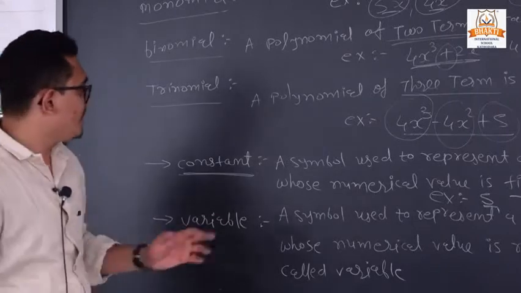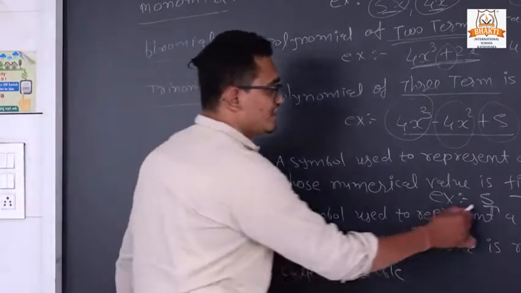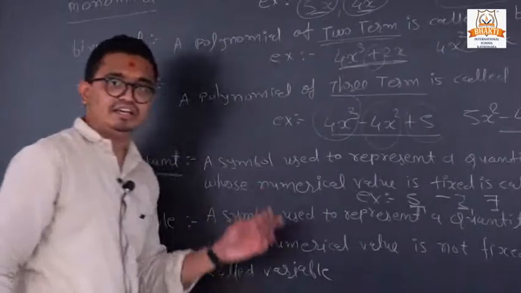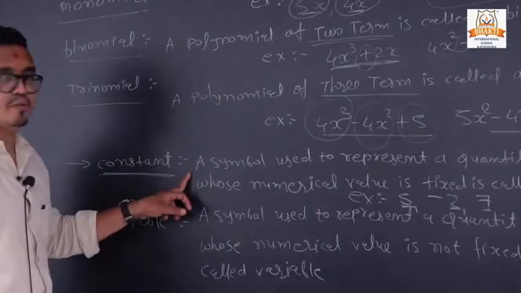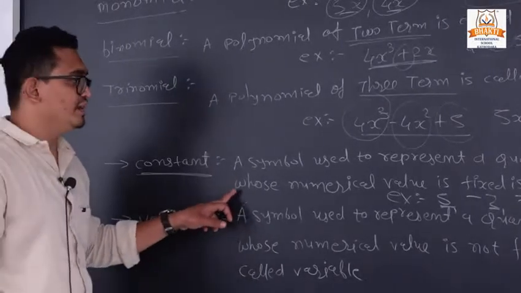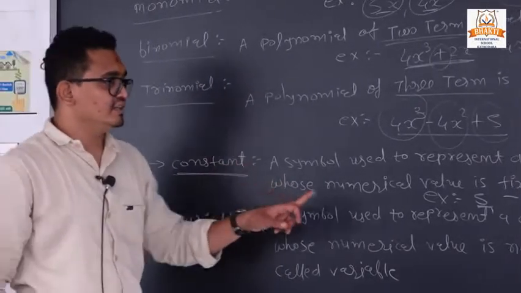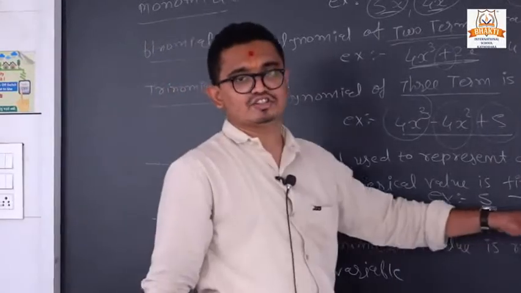At that time, the value of a constant remains fixed. So if the numerical value of a quantity remains fixed during any operation, then it is called a constant.